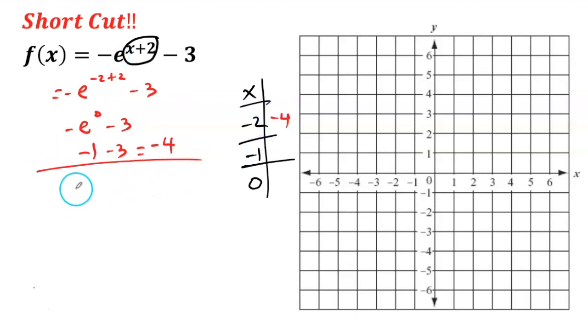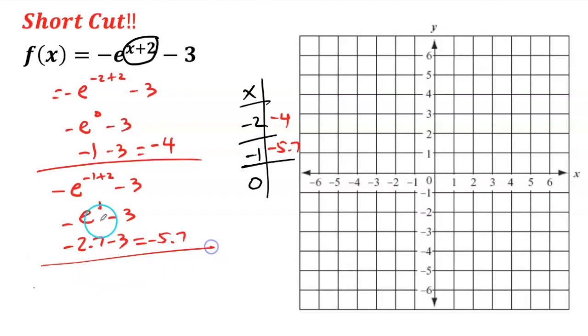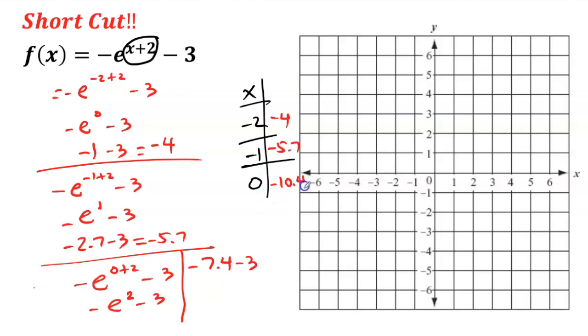Let's go. When x is -1, e to the -1 plus 2. E to the first is 2.7, right? And this minus 3 is -5.7. Next, 0. 0 plus 2 is e to the second power. E to the second power is approximately 7.4. Minus 3 gives me -10.4.